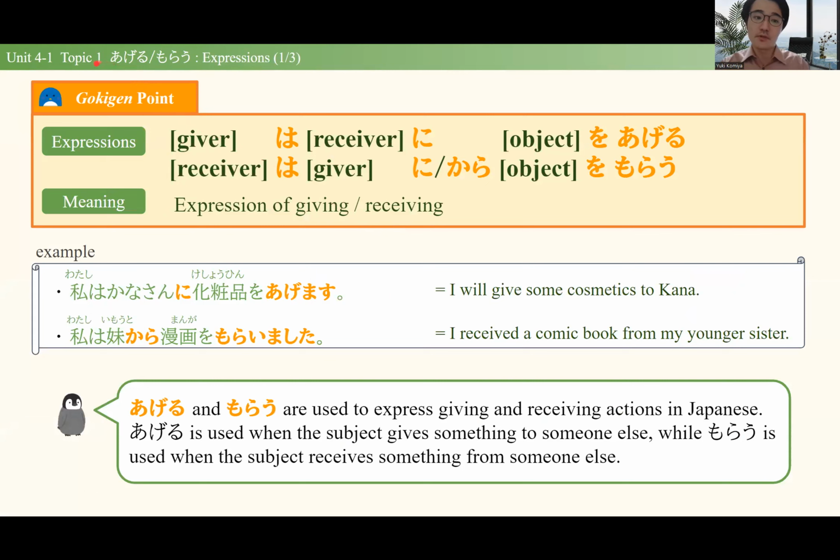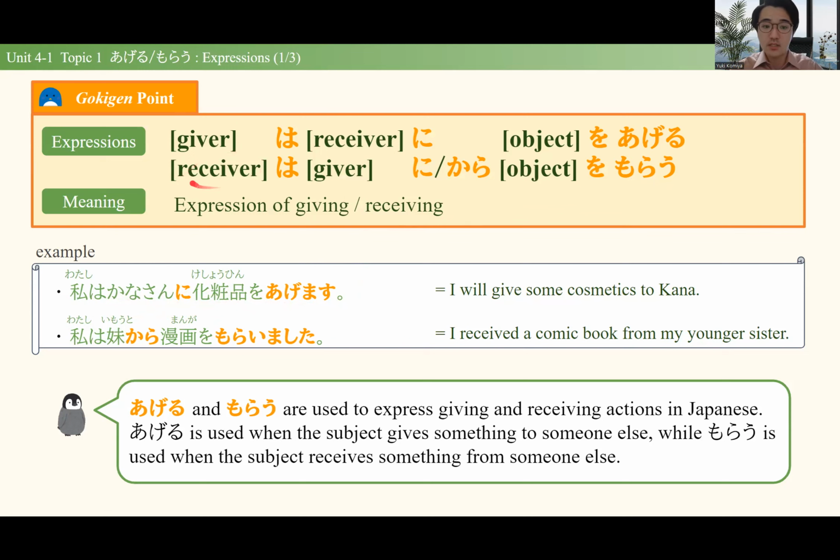So first of all, we're going to focus on ageru and morau. Well, this is a way of saying giving and receiving. Ageru is basically giving. Morau is basically receiving. The way to make that into a sentence is that for ageru, the subject is the giver. So giver は receiver に object をあげる。私はかなさんに化粧品をあげます。So I give cosmetics to かなさん。かなさんに化粧品をあげます。That's to give.